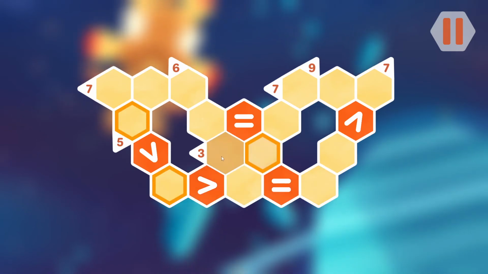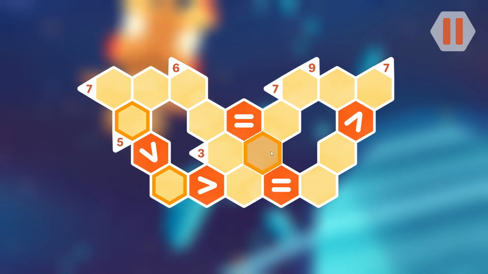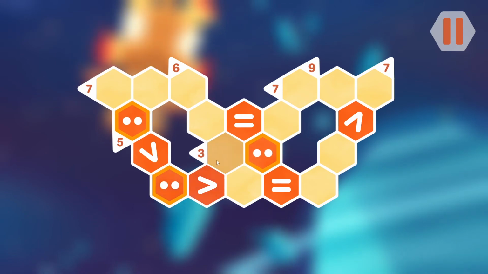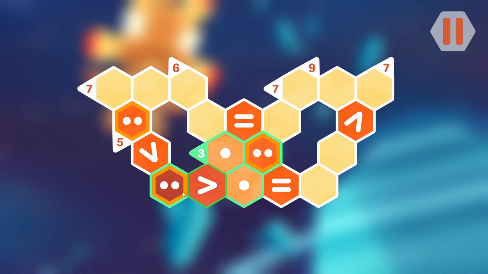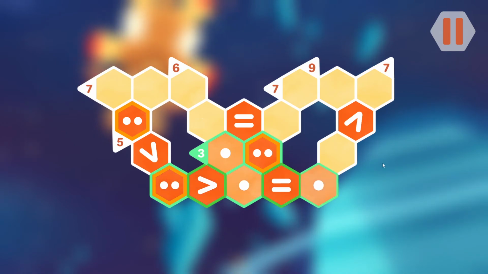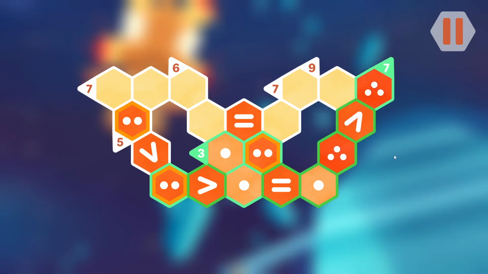Okay, we have 3 here, so this is only 1 or 2. And since this is greater than this, it can't be 1. So this is 2. This is 1. And this is 1 because something needs to be greater than less than 2. So this is 1, this is 1. Since it's 7, then it's 3 and 3.